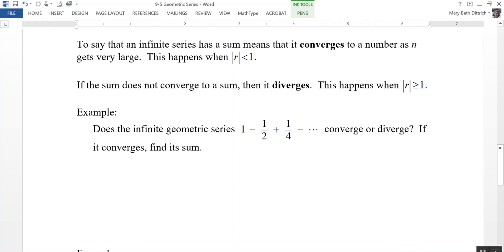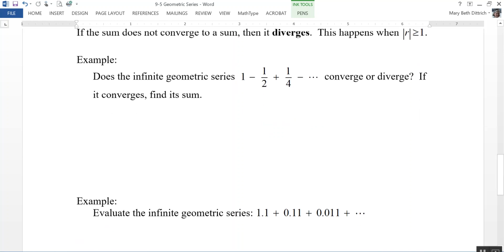Let's take a look at a couple examples here. Does the infinite geometric series 1 minus 1/2 plus 1/4 minus and so on into infinity converge or diverge? If it converges, find its sum. So what we really want to do is find out what the value of r is. So r is going to be my second term, which is negative 1/2, divided by my first term, which is 1, which is negative 1/2. So my common ratio is negative 1/2. The absolute value of that is indeed less than 1. Therefore, this series converges.